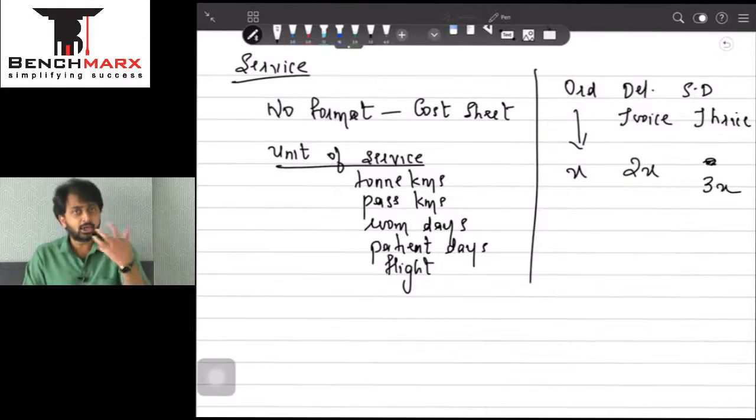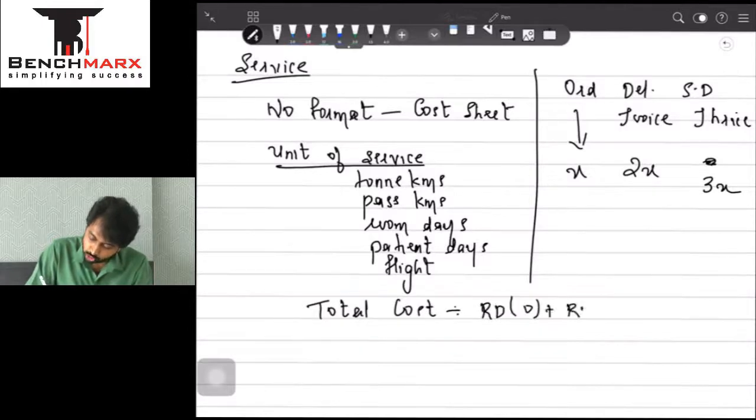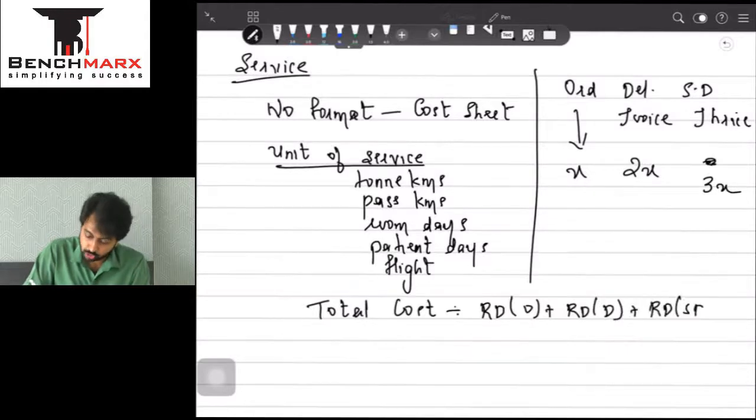बराबर. Depending on this, we will convert other rooms in terms of ordinary, which means एक room अगर deluxe का जाएगा, that is as good as saying 2 rooms ordinary का जाएगा. बराबर. So when I have total cost, I cannot divide the total cost by room days of ordinary plus room days of deluxe plus room days of super deluxe. क्यों? बिकॉज हर एक का रेवेन्यू अलग अलग है.